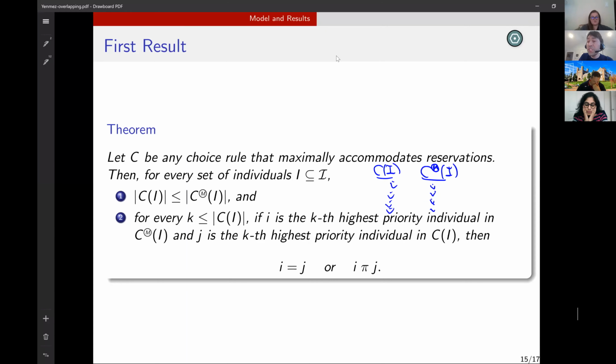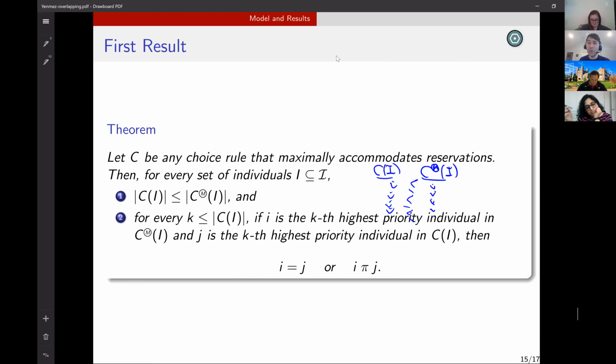So the first individual chosen, the individual that has the highest merit score chosen by CM, the meritorious horizontal choice rule, has a higher merit score than the highest merit score individual chosen by C, and so on and so forth. So this is why we named the choice rule meritorious. Among all choice rules that maximally accommodate reservations, this choice rule chooses individuals who have the highest merit scores.